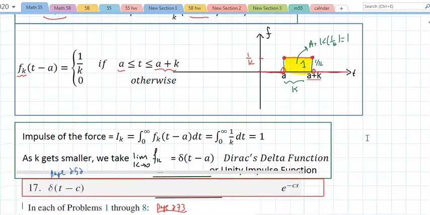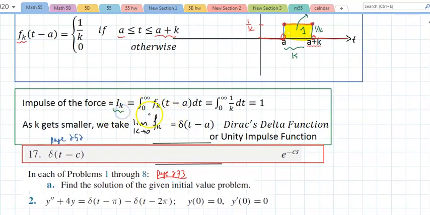And the impulse of the force function, I sub k, is the integral from 0 to infinity of f sub k of t minus a, because you're shifting that by a units instead of starting at 0. And this function is simply 1 over k, and we want that area to equal 1 all the time. We're not going to get into the derivation because you don't need to know that, you just need to use it. As k gets smaller and smaller, we take the limit as k approaches 0 of f sub k, this function, and that gives us the Dirac delta function or unit impulse function.